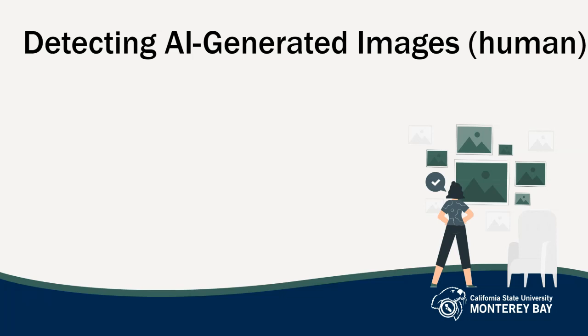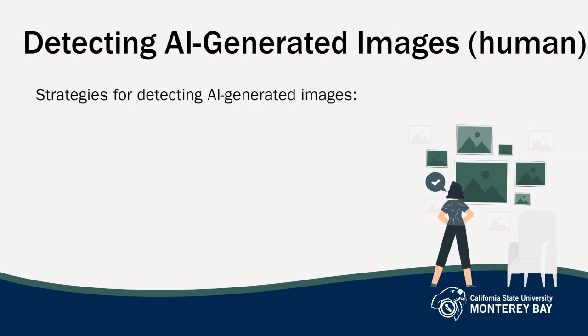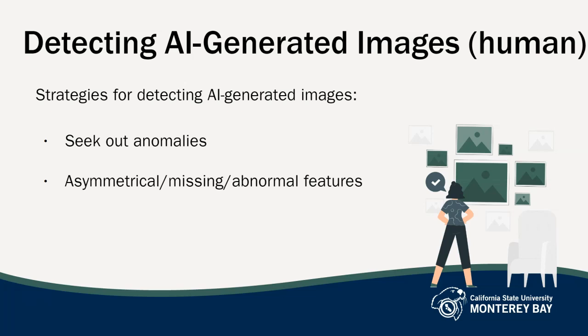So now let's talk about strategies for detecting AI-generated images. We'll talk first about human strategies, then we'll go over the AI detection tools that can be used to support those efforts. When viewing images that you suspect are AI-generated, the first strategy is to seek out anomalies. This is especially true when looking at images that have humans in them. You may notice mismatched earrings, or eyes missing, or features of differing size. You may also notice images with too many fingers, teeth, arms, or legs.